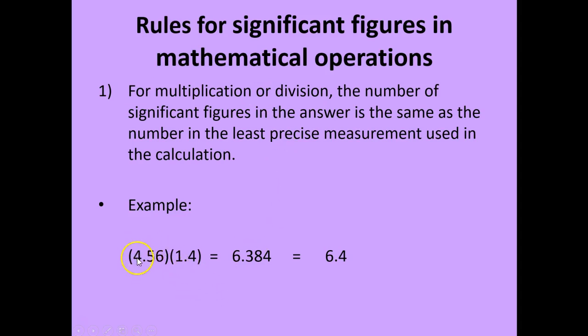So for example, if we take 4.56 and we multiply that by 1.4, your calculator is going to show you 6.384. But because we only know this number to 2 sig figs, we really can only know our answer to 2 significant figures. And so we would take this and round it from 6.384 to 6.4.